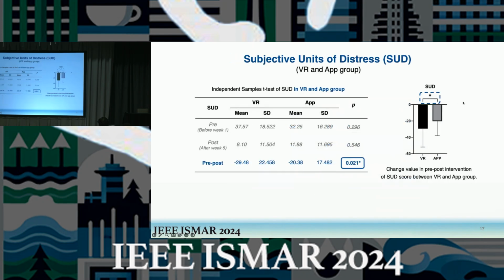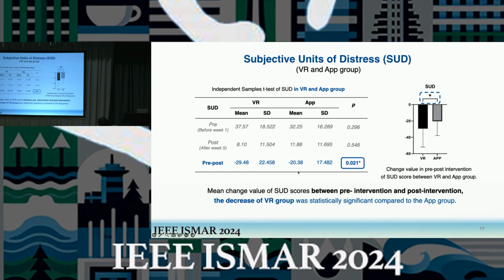And for the change value of SUD score in the VR and app group between pre- and post-intervention, where pre-intervention is before the first week and post-intervention is after the final session of the 5 weeks of treatment, the decreased value of the VR group was significant. The decreased value of the VR group was significantly different compared to the app group.